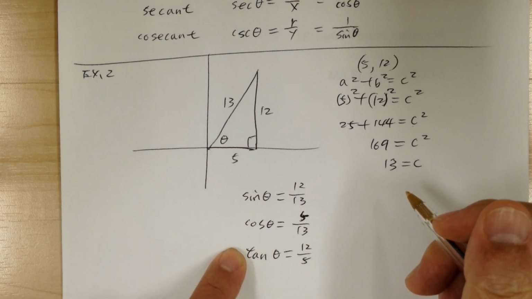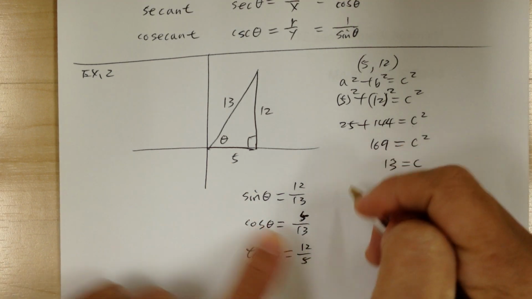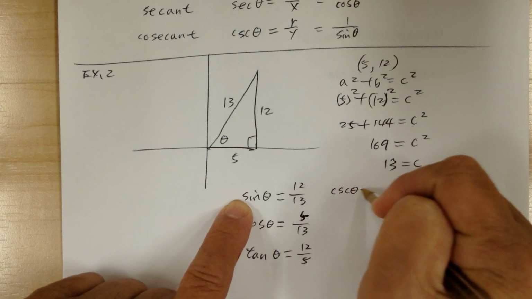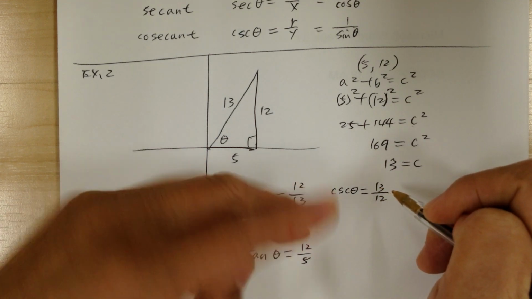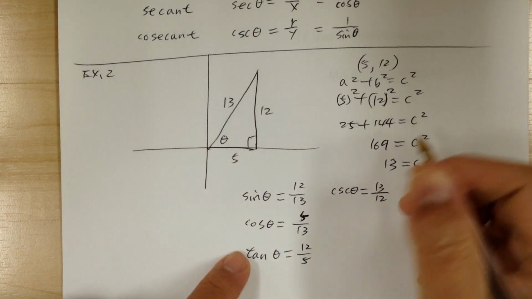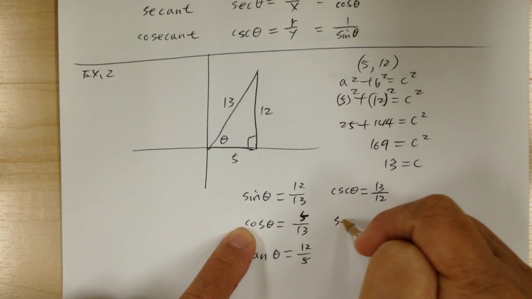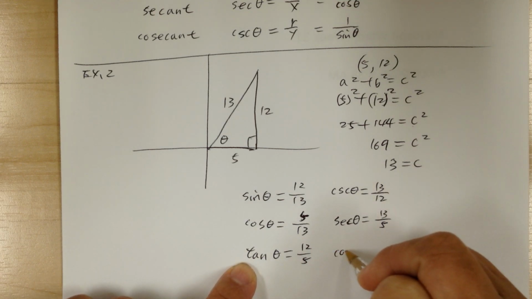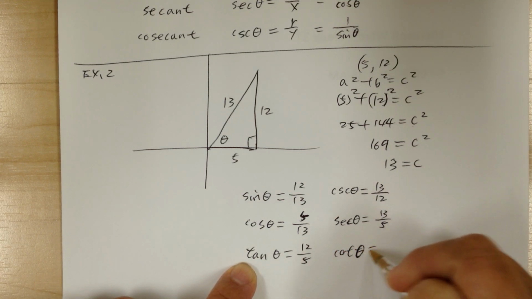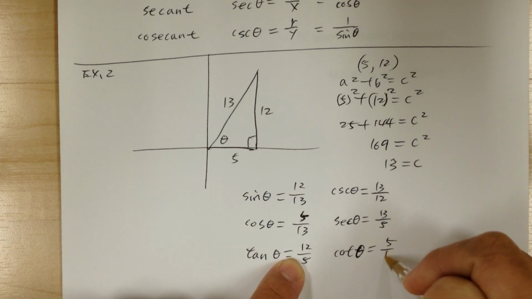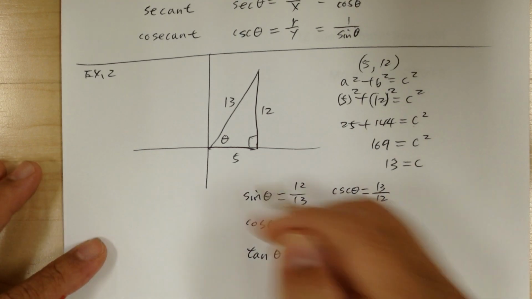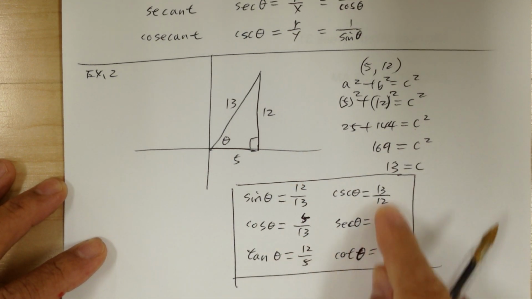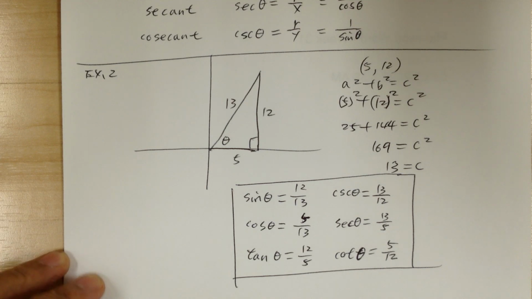Okay, so after you get the 3 primary, you do the secondary. So you just take the reciprocal. The one that goes with sine is cosecant. So cosecant of theta would be 13 over 12. You just take the reciprocal, right? Just flip upside down. And cosine would go with secant. So secant of theta would be 13 over 5. And cotangent theta would be equal to 5 over 12. Okay, and so that's it. So the key is to get your 3 primary, and the other 3 is just reciprocal.